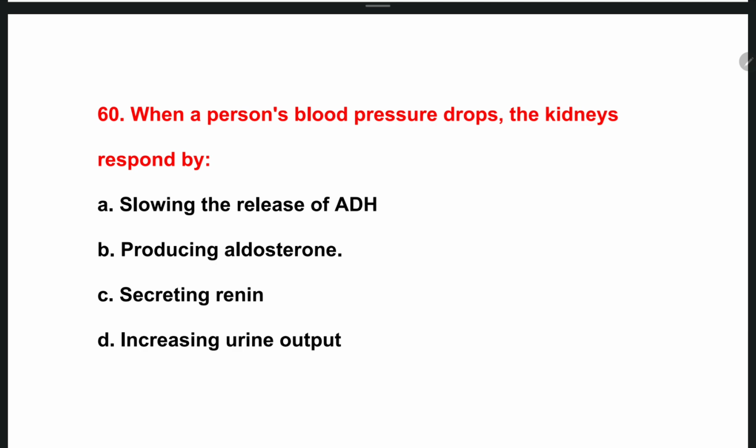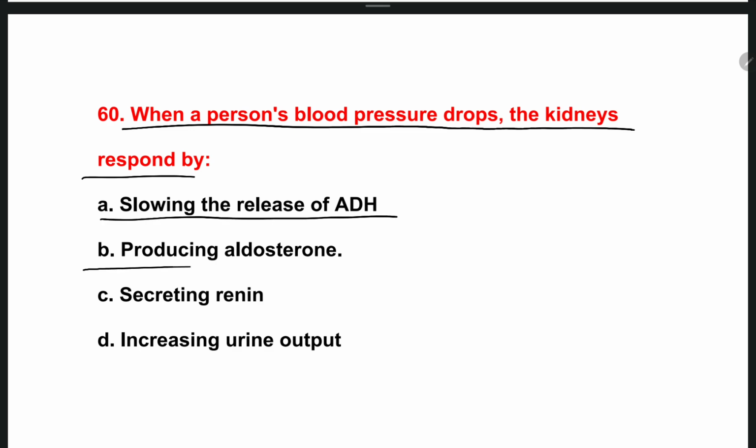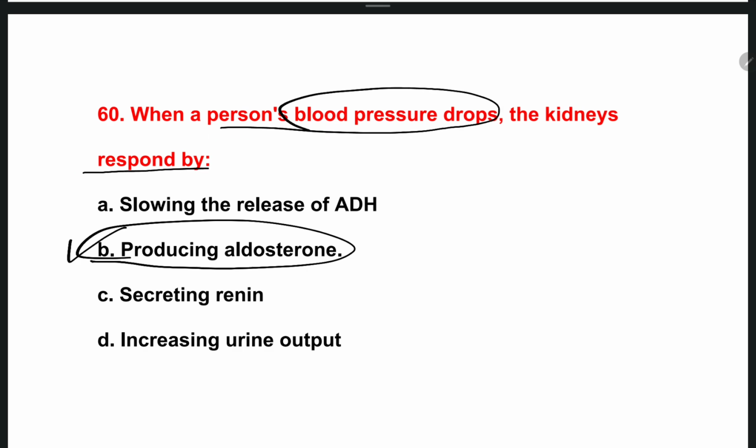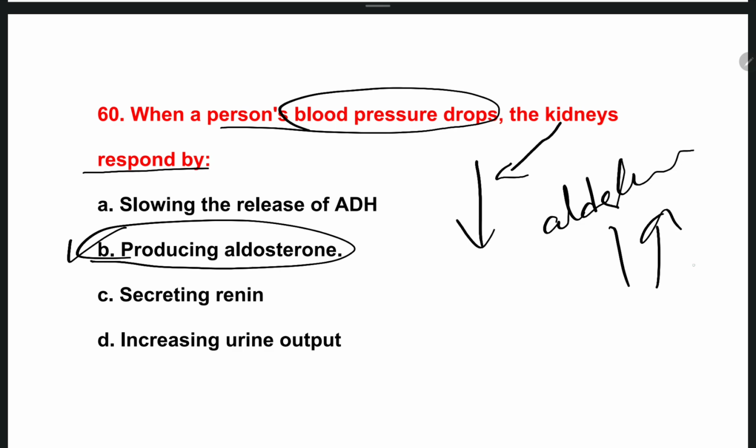The next one is, when a person's blood pressure drops, the kidney responds by. Options are slowing the release of ADH, producing aldosterone, secreting renin, increasing urine output. The right one is option B, producing aldosterone. When the blood pressure decreases, the kidney responds by releasing aldosterone, which will increase the blood pressure.